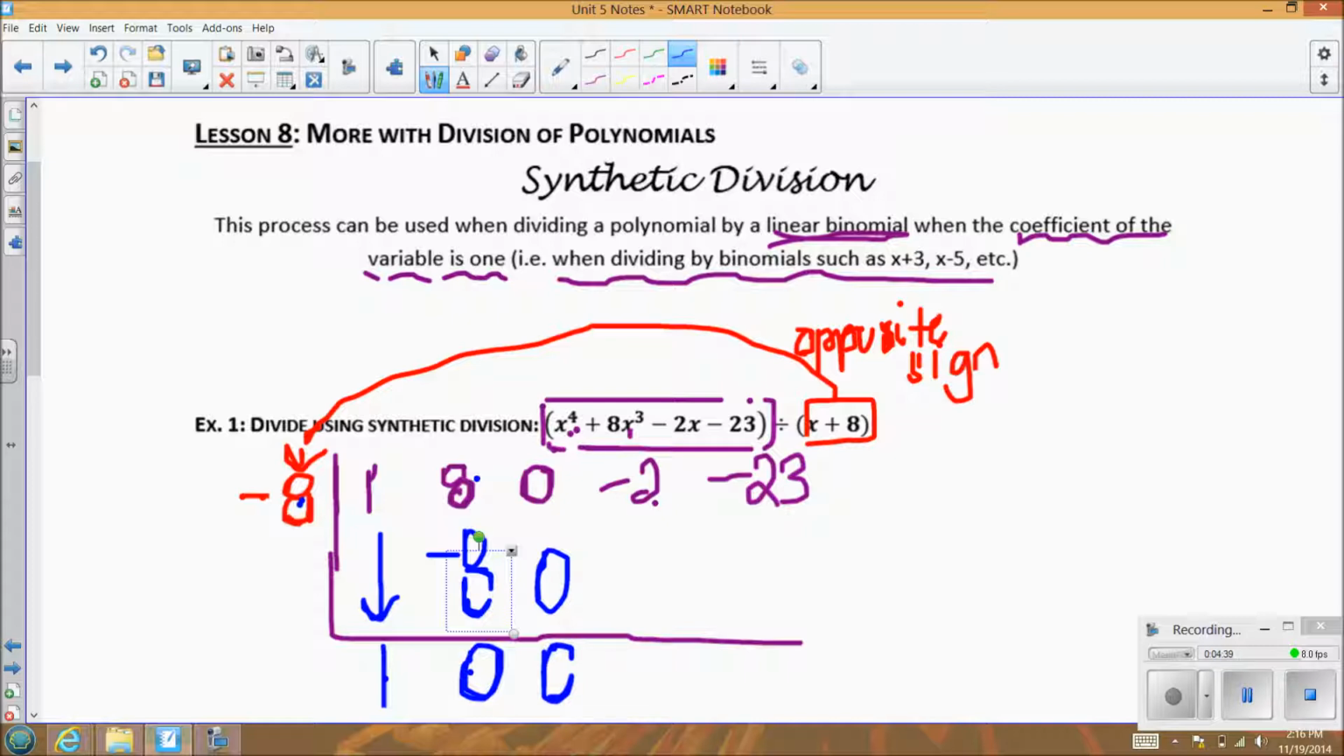So I get 0 again. 0 times -8 is 0. Add that with -2. We get -2. -2 times -8 is 16. Add that with -23. We get -7. And now I'm done because I've done all of the numbers vertically.